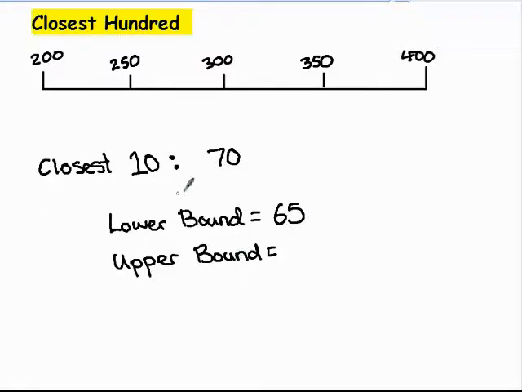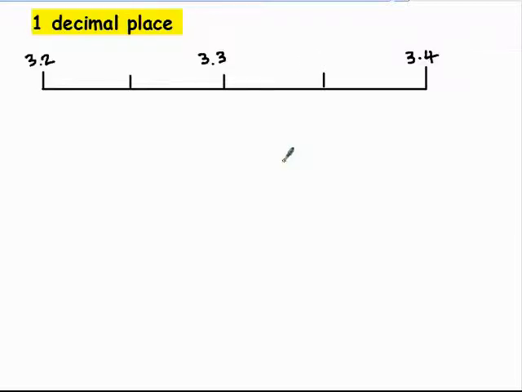Same thing with the upper bound. The biggest number would be 75. So whatever your number has been rounded to, half it, and then you can add it and take it away from that original value here to find out what our two bounds are. This still works with decimals.